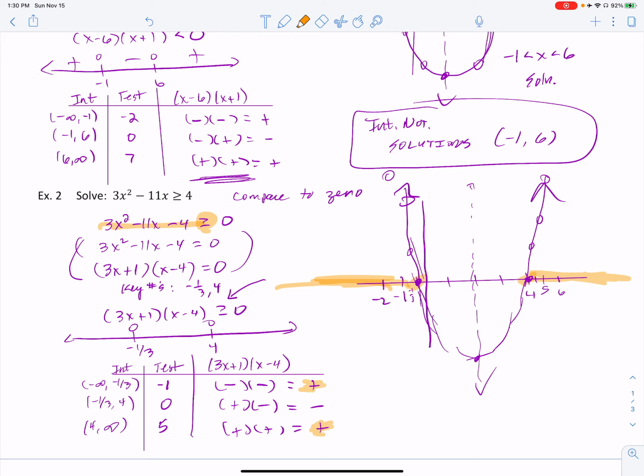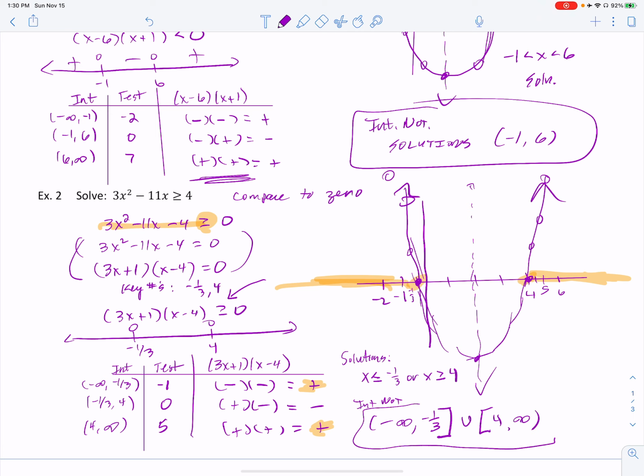These two intervals make that quadratic positive, but I also want where it equals 0, so my solution set is going to be x less than or equal to -1/3 or x greater than or equal to 4, because 4 and -1/3 make it 0. We want where it's 0, so those are included. So using interval notation, that is -infinity to -1/3 inclusive, union 4 inclusive to positive infinity. And so that would be my solution set.